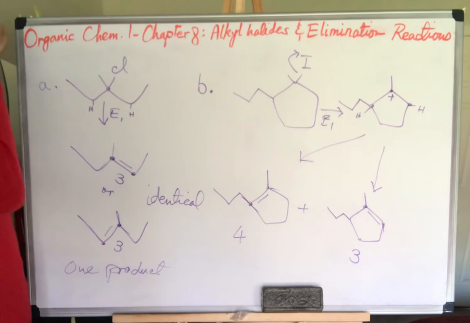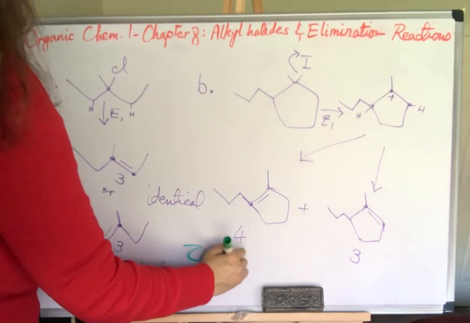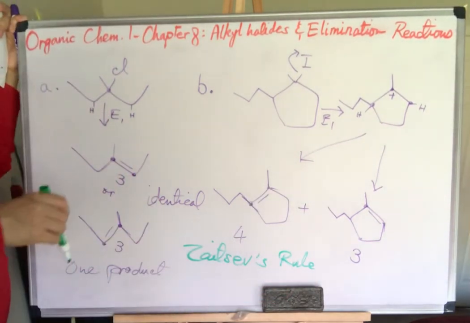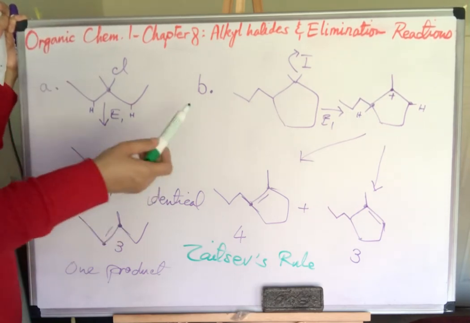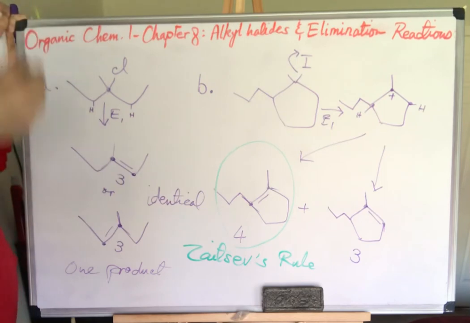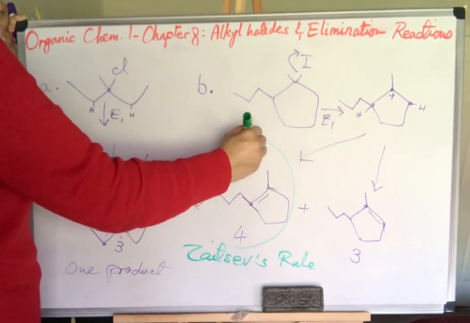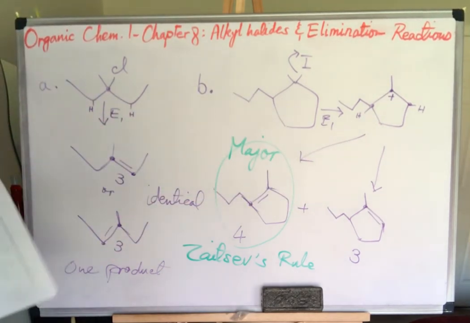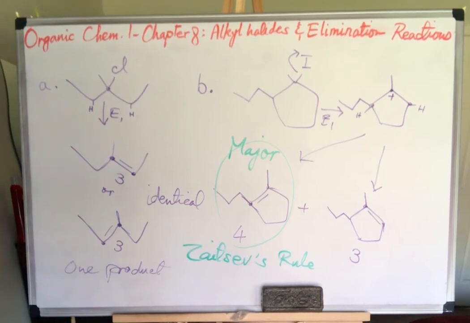Now, it's time to introduce Zaitsev's rule. Zaitsev's rule says in elimination from alkyl halides, the alkene with more substituents on double bond is the major product. So if there is a difference between the number of substituents on the alkenes produced from elimination reaction of an alkyl halide, the alkene with more substituents on double bond is preferred. That will be our major product. Okay.